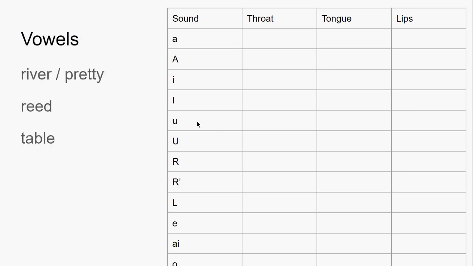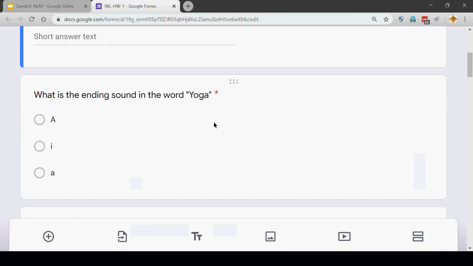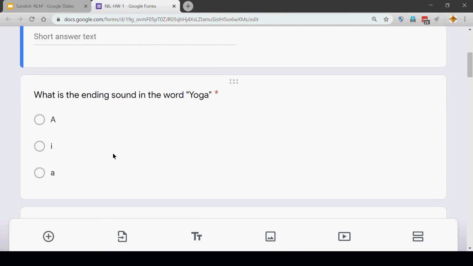So coming back a little bit to the homework. What is the ending sound in the word yoga? Actually, nowadays it has come to be known as yoga, but that's not the original word of Sanskrit. That's what I had written here, because it just came to my mind while writing this homework.